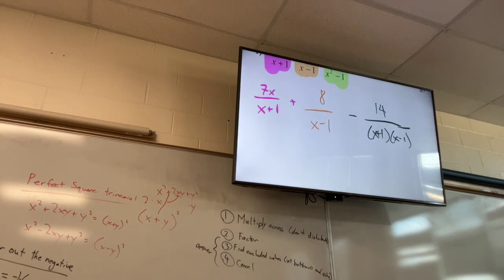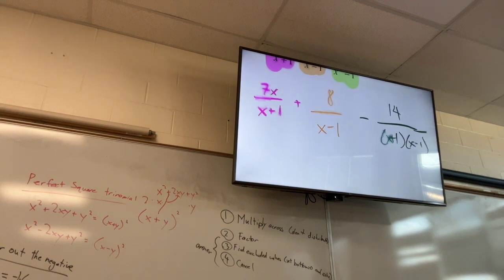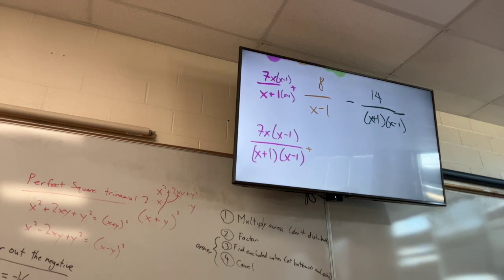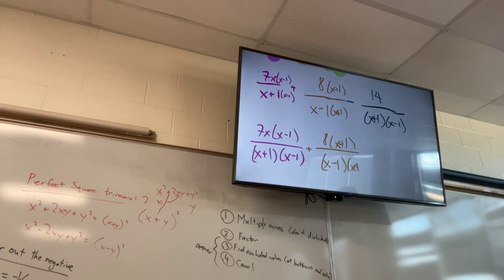So what is the pink denominator missing that the orange and green have? X minus 1, yeah? So we need to multiply the top and bottom by x minus 1. So we have 7x times x minus 1 all over x plus 1 times x minus 1. Right? What is the orange missing that the other two have? X plus 1. So we need to multiply the top and bottom here by x plus 1. So we have 8 times x plus 1 all over x minus 1 times x plus 1.